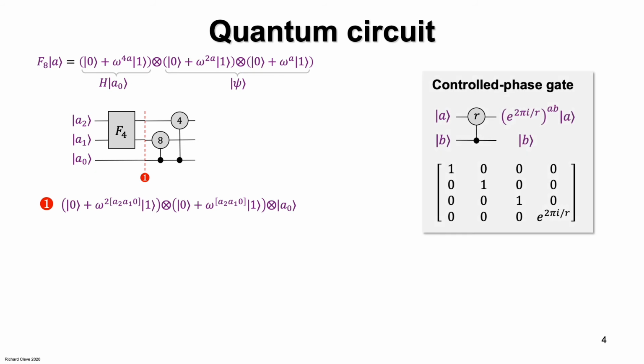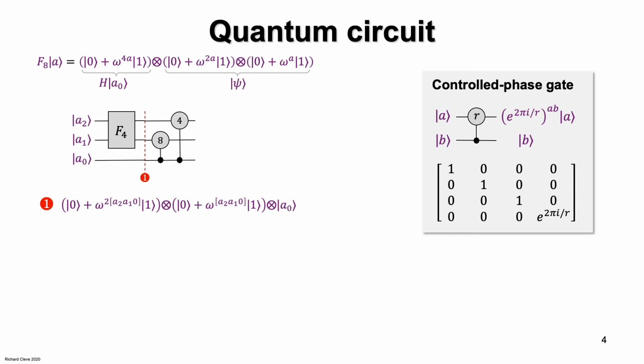These are two-qubit gates that we call controlled phase gates. If the label is R, then the gate adds a phase of e to the 2 pi i over R to ket 1 1 and does nothing to the other computational basis states. Here is the 4x4 matrix for such a gate. That matrix is the definition of the two-qubit gate.